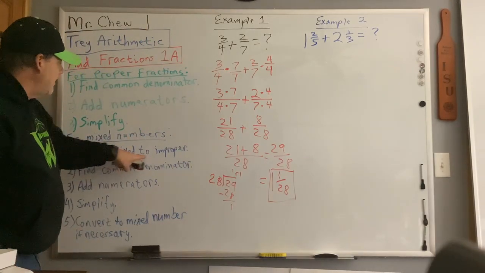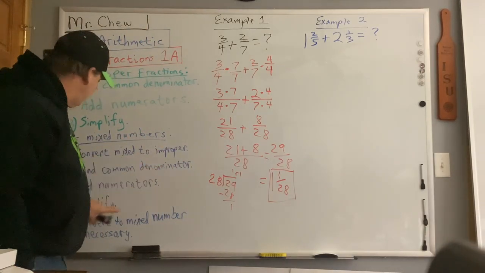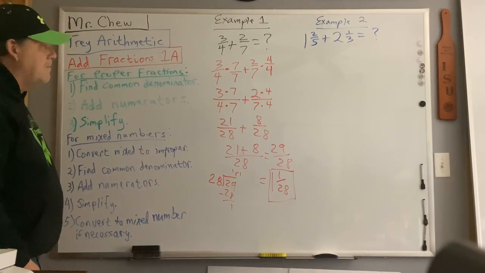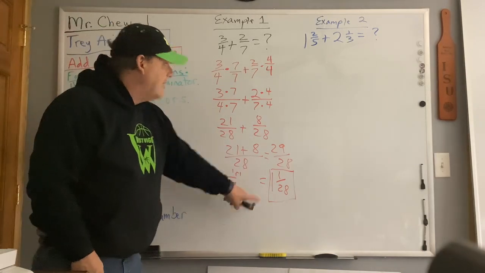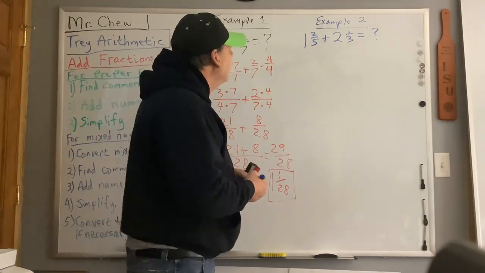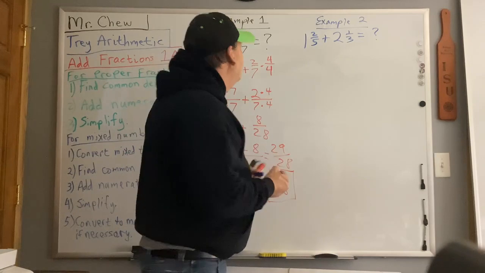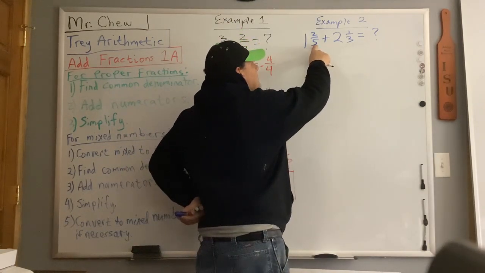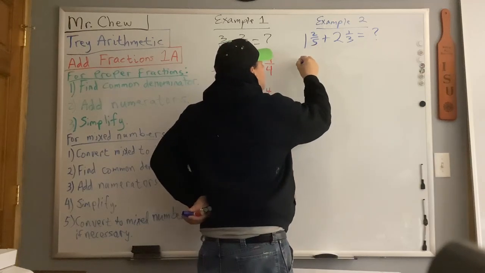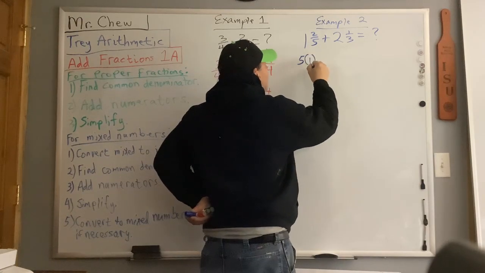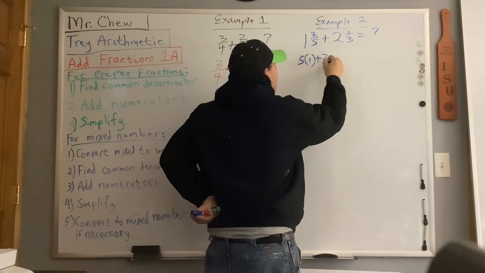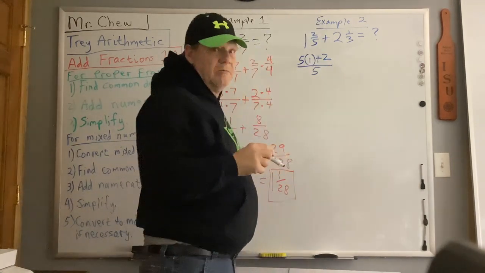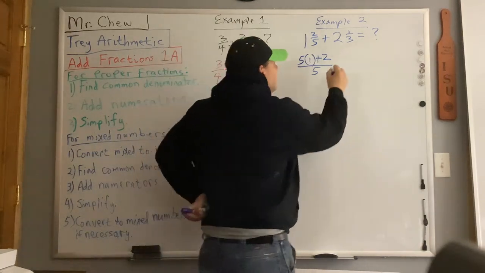So I'm going to convert the mixed number to improper, find the common denominator, add the numerators, simplify, and convert to mixed number if necessary. And then I did that last step here on this one. So the way that you convert, I multiply the whole number times the denominator, and then I add the numerator and I put it over the denominator. I'll go through that again.